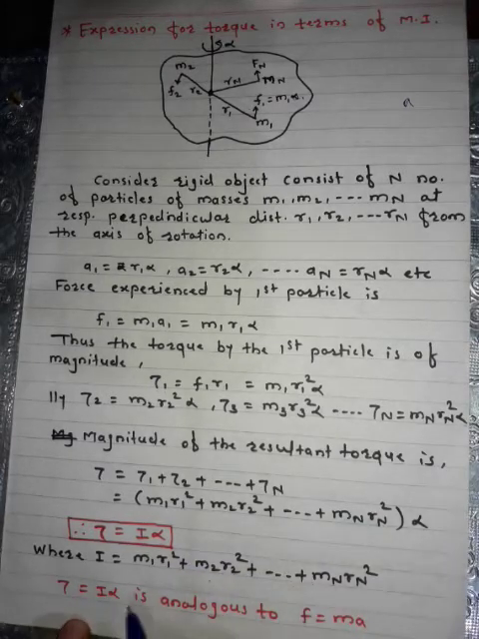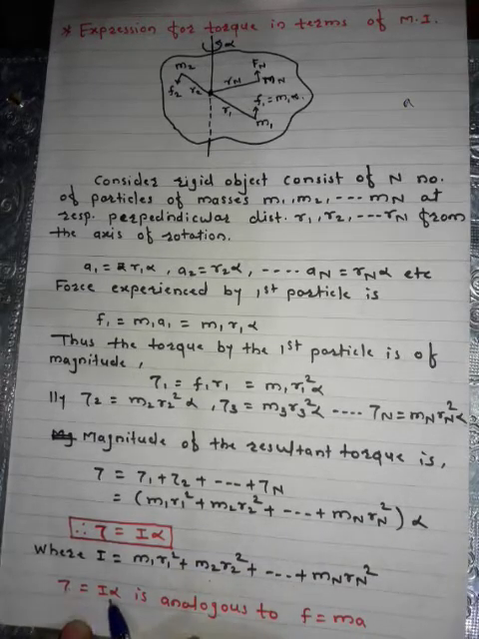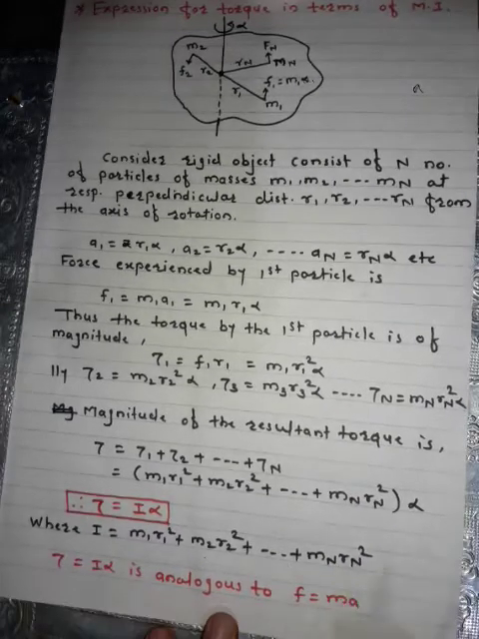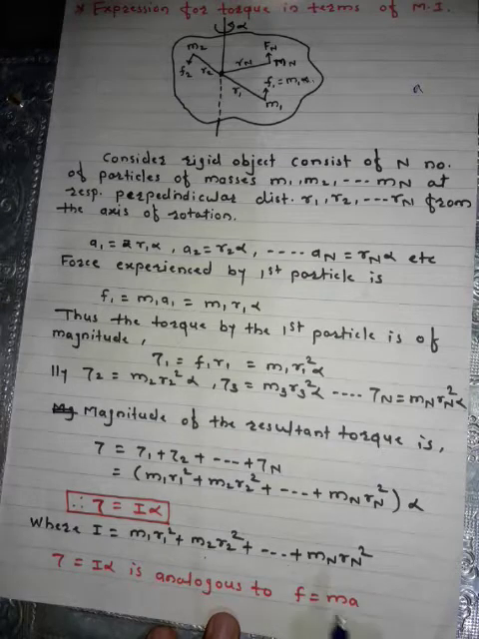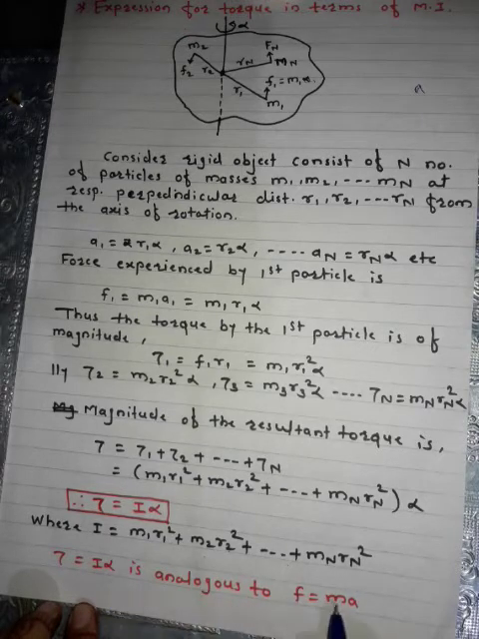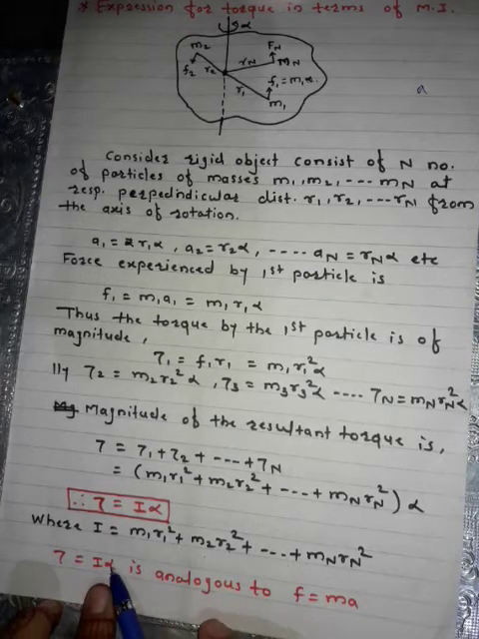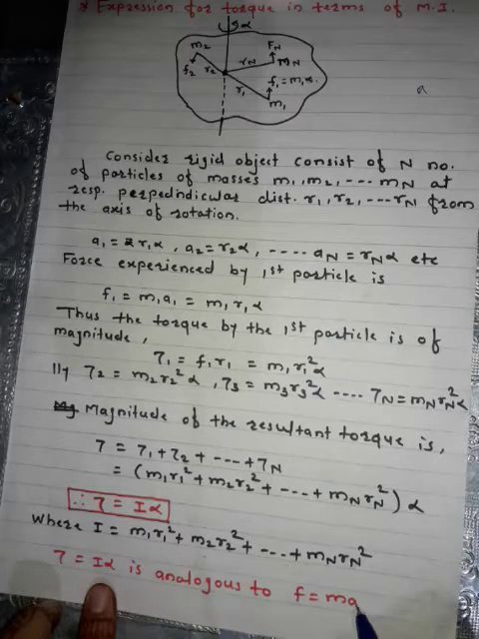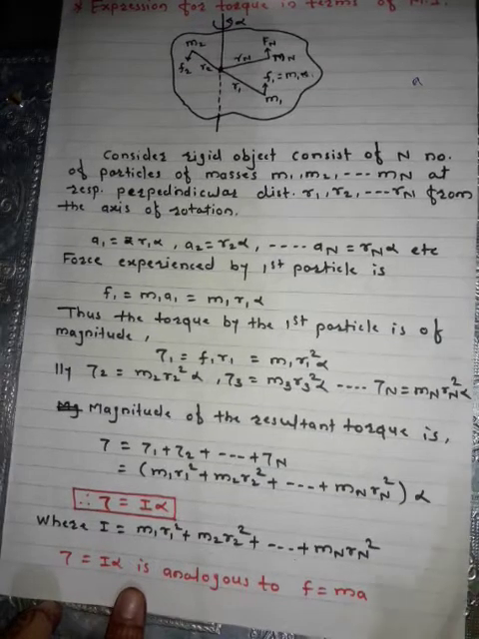So this relation τ equal to I alpha is analogous to F equal to m a. The only difference is that I replaces mass, and this is angular acceleration and this is linear acceleration, which is its physical significance.